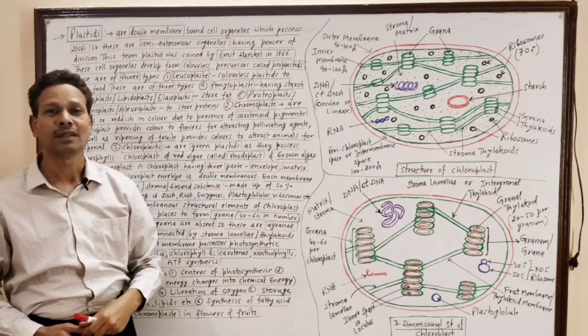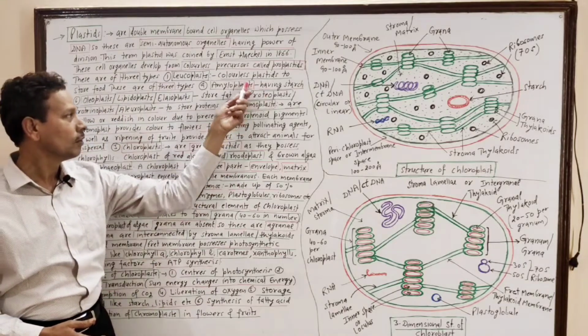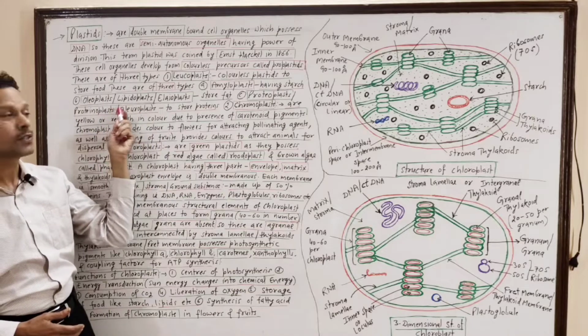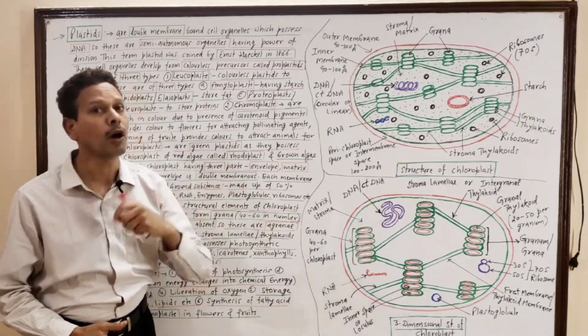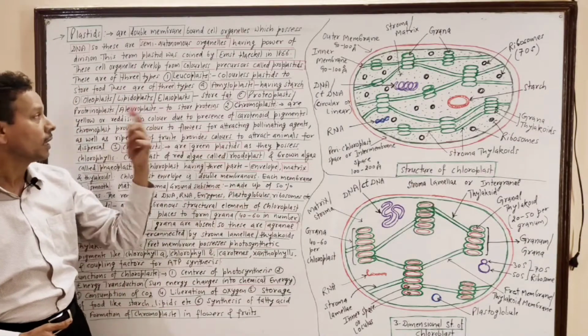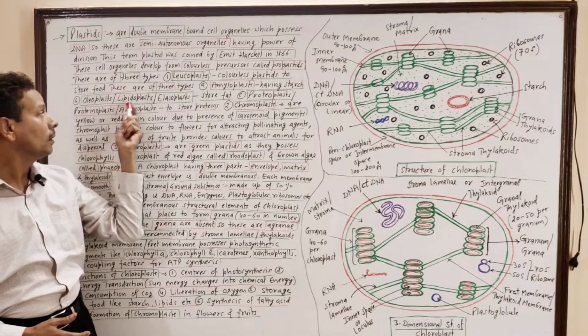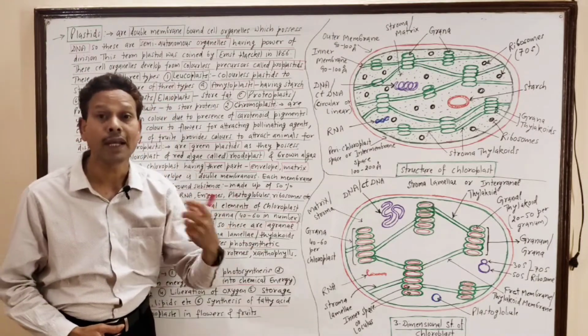Amyloplast, which store starch. Proteoplast or proteinoplast or aleuroplast, which store protein molecules. And the third type is oleoplast, lipidoplast or elaioplast, which store fats.